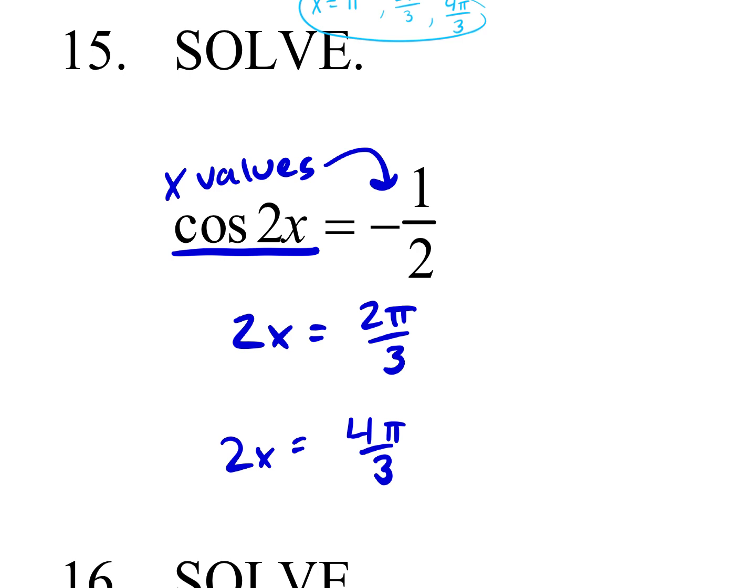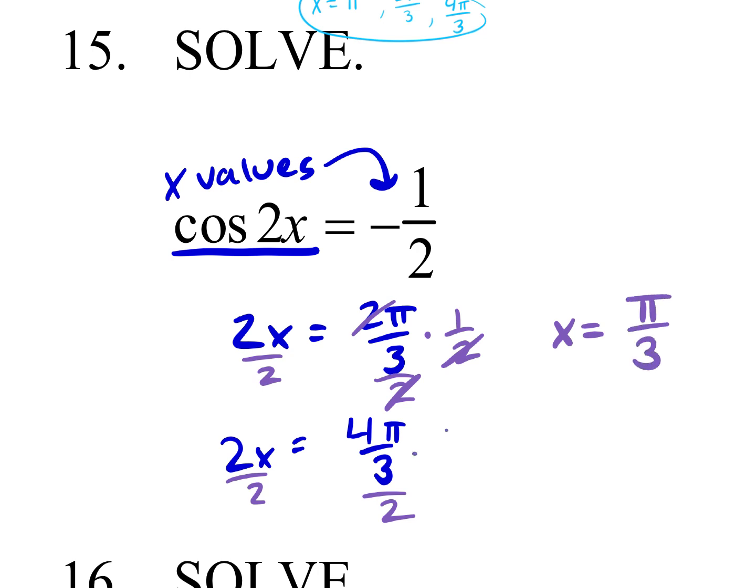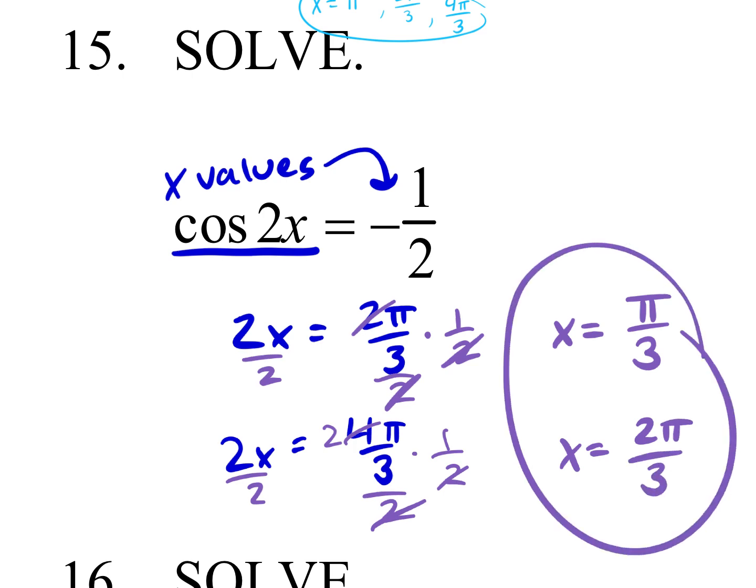Now to solve, I need to get x all by itself. So since 2 is being multiplied to x, I'm going to divide both sides by 2, which we would keep change flip. So we get x is equal to pi over 3. And keep change flip again here. So we would get x is equal to 2 pi over 3. So these would be our 2 answers.